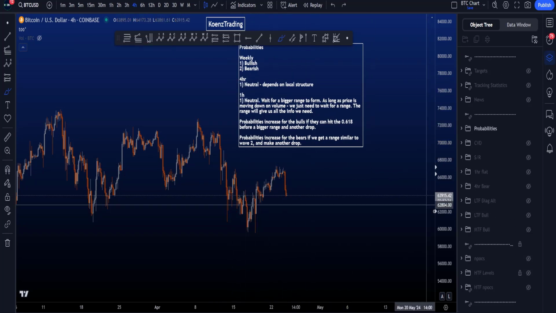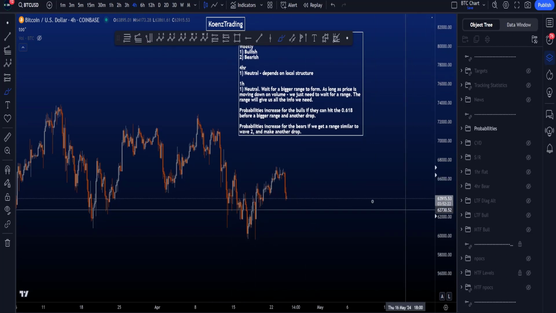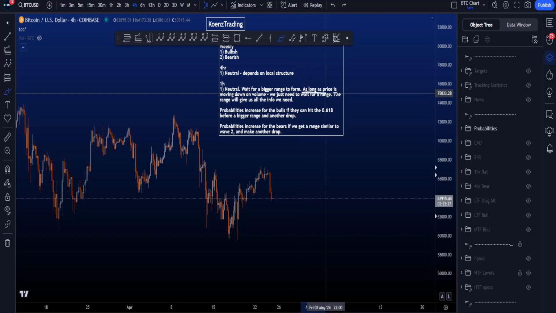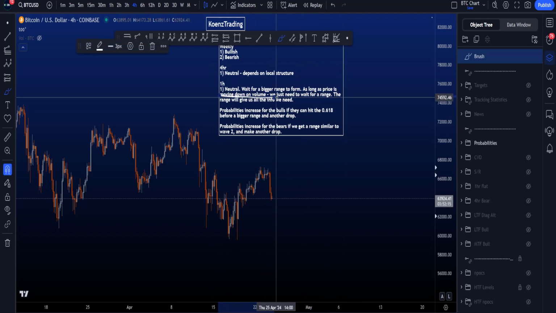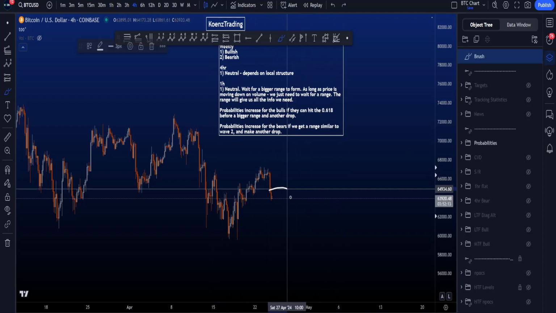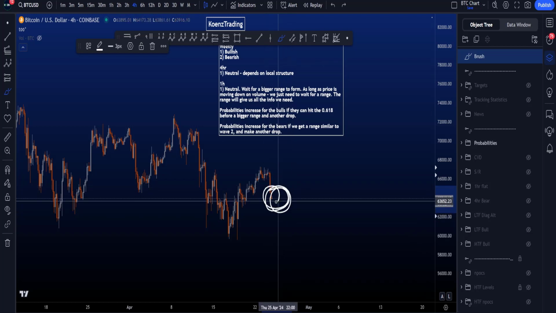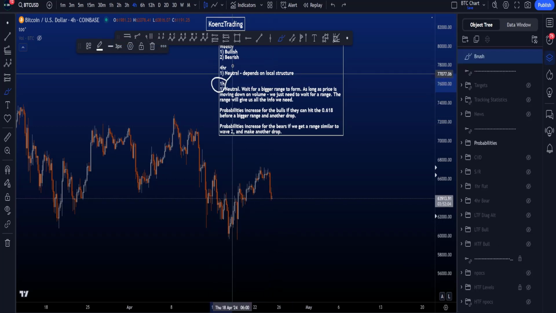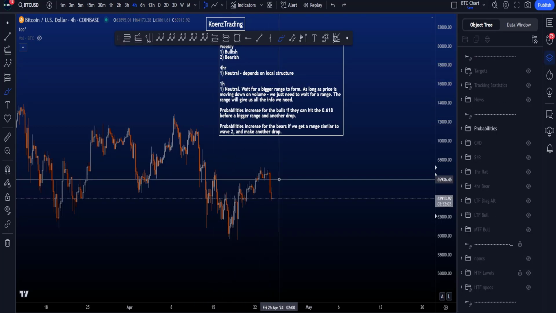Of course, I write neutral. However, what we want to look for is a bigger range to form. As long as price is moving down on volume, we just need to wait for a range, and the range will give us all the info that we need to decide on the probabilities of the bullish or the bearish scenarios on the 1-hour time frame as well as the 4-hour time frame.